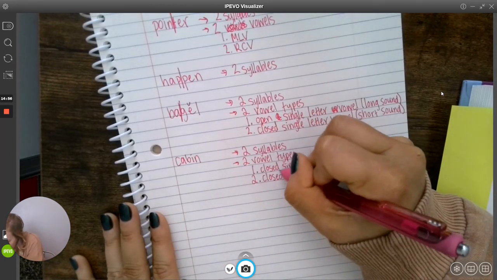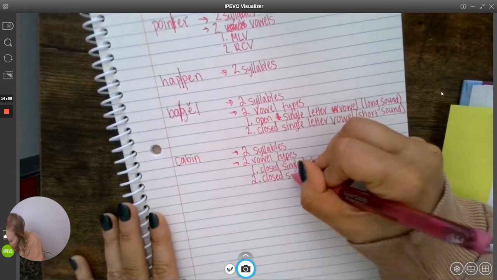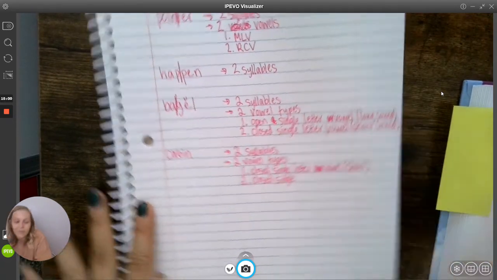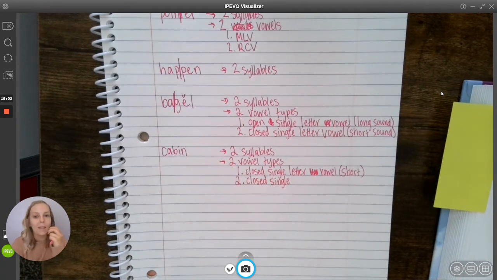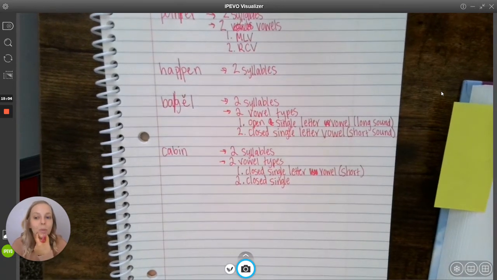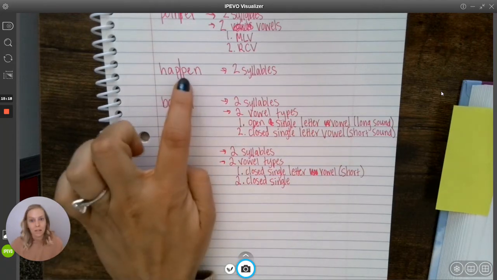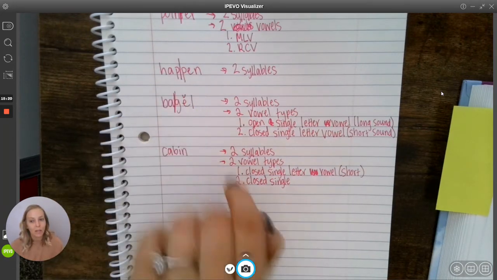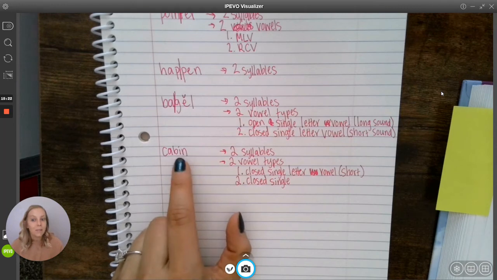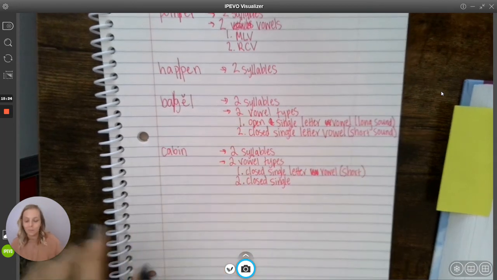When we say cabin, the B kind of splits between the two syllables. It's kind of weird. So in this case, both of these vowels are closed because we hear the B in each syllable, but it's only spelled with one B. It's not a double B like happen, right? We don't spell it C-A-B-B-I-N. It's cabin. Okay.